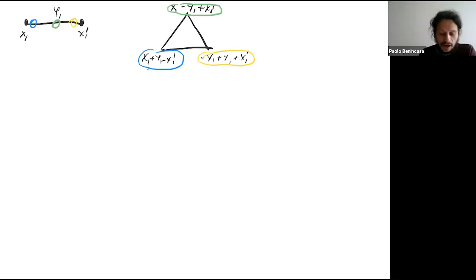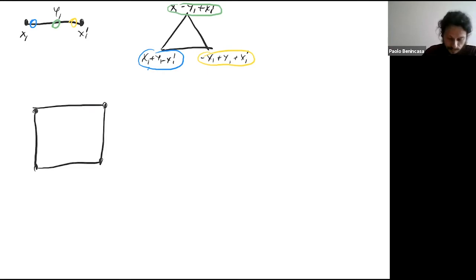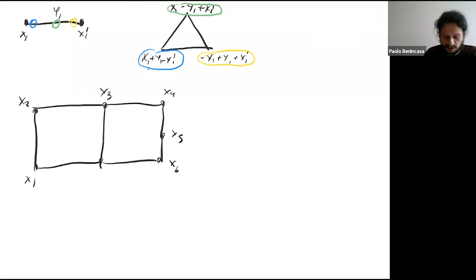So I know that, given an arbitrarily complicated graph, so x1, x2, x3, x4, x5, x6, and x7.